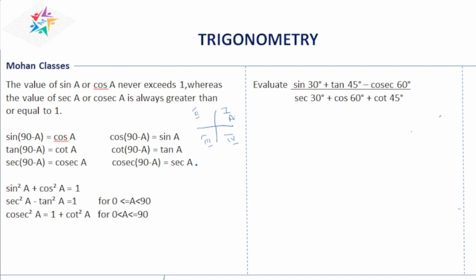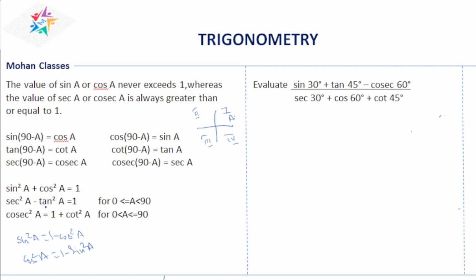Some of the identities are sine square A plus cos square A is equal to 1. If sine square A plus cos square A is equal to 1, then sine square A is equal to 1 minus cos square A. At the same time, cos square A is equal to 1 minus sine square A. If you know these two identities, you can write them.